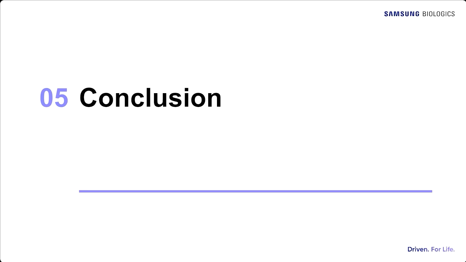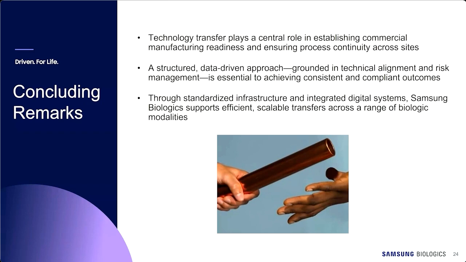Okay, that's all I have prepared, and now I will wrap up today's webinar. Technology transfer plays a central role in establishing commercial manufacturing readiness and ensuring process continuity across sites. A structured, data-driven approach is essential to achieve consistent and compliant outcomes through standardized infrastructure and integrated digital systems. Samsung Biologics supports efficient scale-up and transfer across a range of biologic modalities.